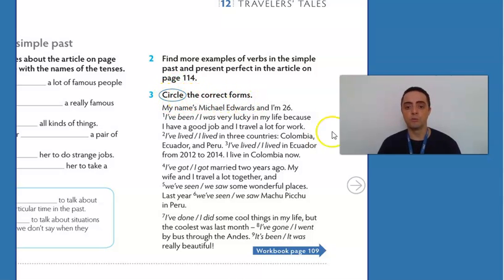So, now exercise 3. Circle the correct forms. Here we have a text, all right? So you have to circle what's the correct one, if it is simple past or present perfect. Pause your video, circle the correct answers, then we come back to correct them.